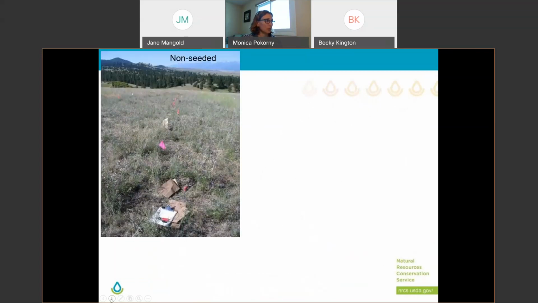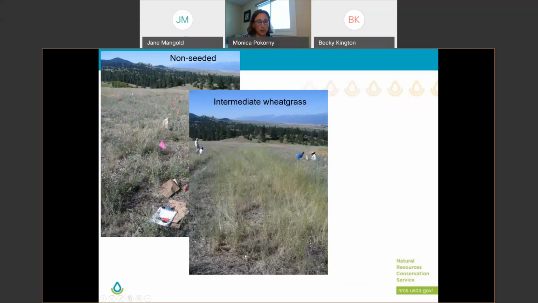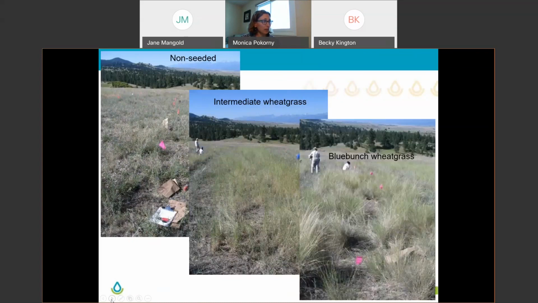So just to give you some visual of these sites, this is the non-seeded control after 15 years. This is what it looked like after seeding intermediate wheatgrass after 15 years. So again, we're introducing that desired vegetation on the site. We haven't gotten rid of the weeds completely, but at least you're adding more value and hopefully meeting your land use objective. And this is what it looked like adding the bluebunch wheatgrass to the site.